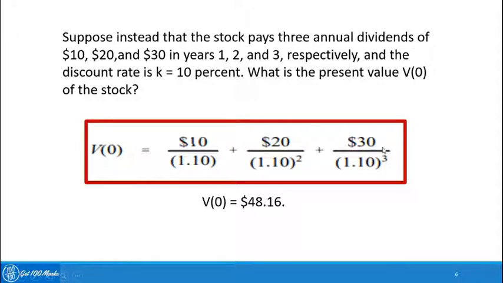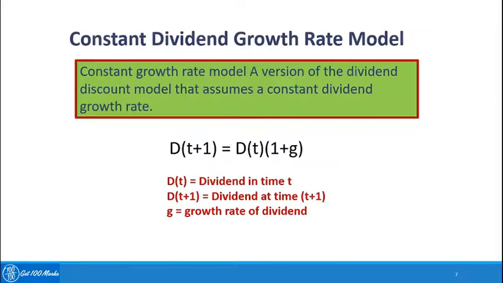The process of valuation of the stock does not change. It remains the same except that your dividend values change. With the same process as earlier, we arrive at the present value of the stock, which is $48.16, which means the worth of the stock in the present scenario is $48.16.